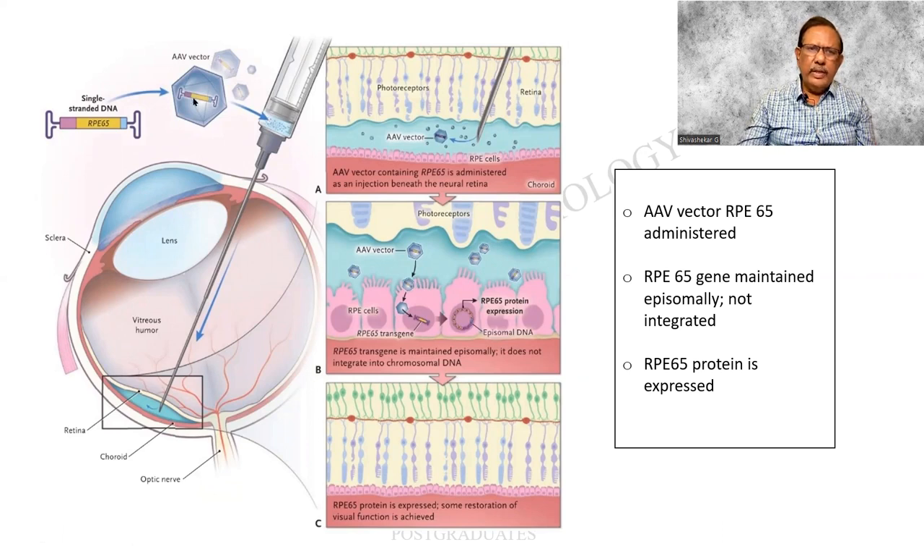So in this case, you find that there is a viral vector being inserted. It can be injected in the region of the macula, they say, retina, the choroid, the optic nerve. As a result, there is some change over here. The expression of the RPE65 gene is maintained episomically, and the RPE65 protein is being expressed. So it can lead to some kind of regeneration in a case of macular degeneration, used for treatment.